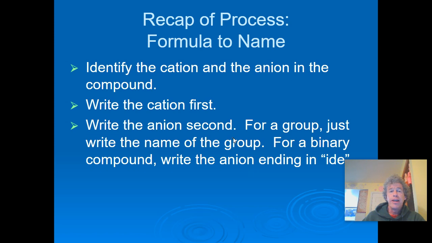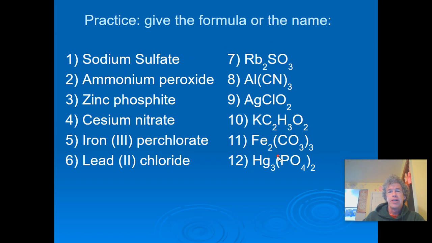Now going formula to name, first off identify the cation and then the anion in the compound. Write the cation first, then write the anion. For a group, just write the name of the group. For a binary compound, write the anion ending with "ide." So then I have some practice here, and you can work on the practice. So that was just a brief introduction to naming.